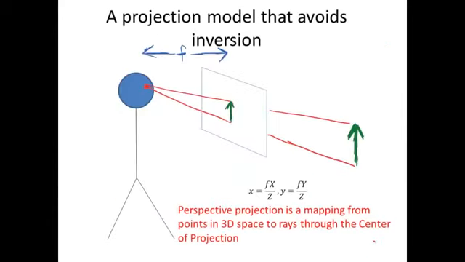Let's try to get some more intuition, but before we do that, I want you to have in mind a physical model which avoids inversion. And I have shown that here. So imagine here that there is a person who's standing there looking at some object. This is the object in the world. And what we do is we have a pinhole. So this is going to be the equivalent of the pinhole.